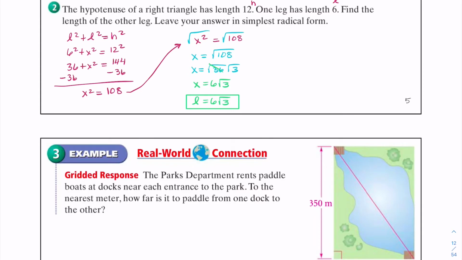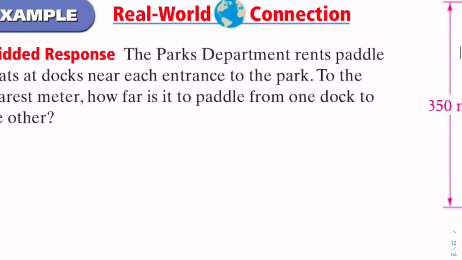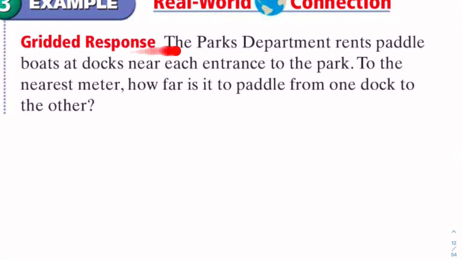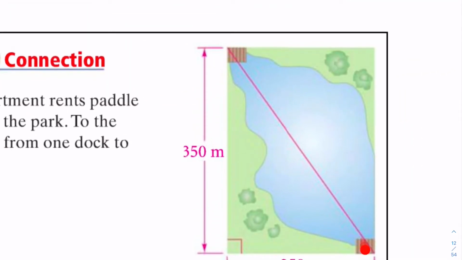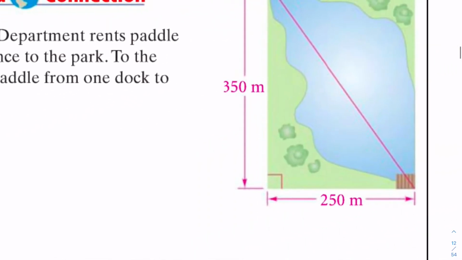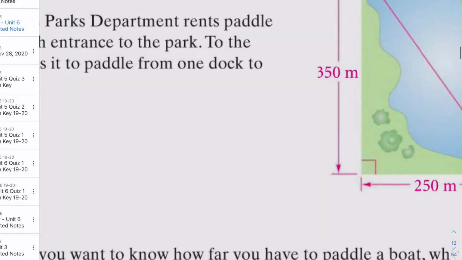So now the next one, here's a real world example. You have 2 docks, and the Parks Department rents paddle boats at docks near each entrance to the park. To the nearest meter, how far is it to paddle from one dock to the other? And this is just larger numbers, but that's okay. 250 and 350.